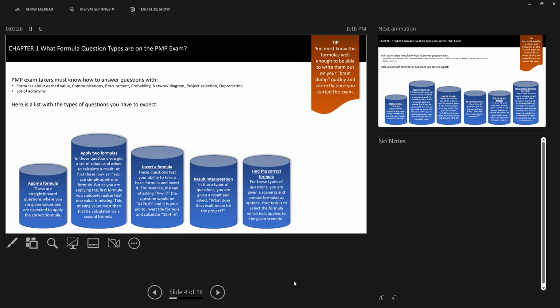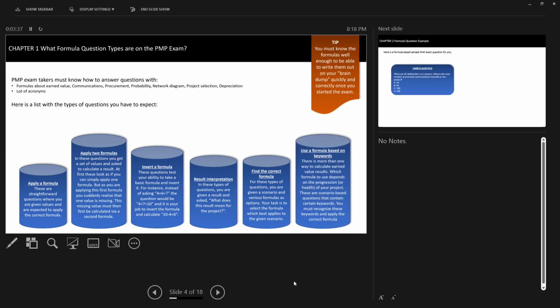Fifth, find the correct formula. They'll give you the actual question. This is like a word problem in math when you were back in school. Then lastly, you use a formula based on keywords. These are scenario-based questions that contain certain keywords. You must recognize that keyword and then apply the formula for that keyword. Just the highlights of what to expect for the PMP exam.